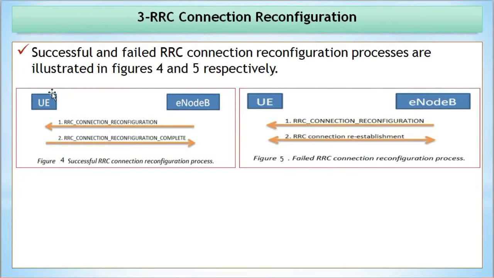In the successful RRC reconfiguration process, UE receives a message from the eNode B, that is RRC connection reconfiguration, and UE gives a response to the eNode B, RRC connection reconfiguration complete. Again, in failure mode, UE receives the RRC connection reconfiguration message from the eNode B, and in failure, RRC connection reestablishment fails for both UE and eNode B.